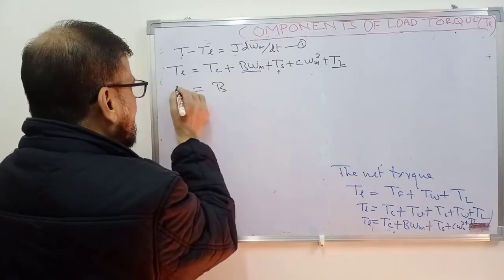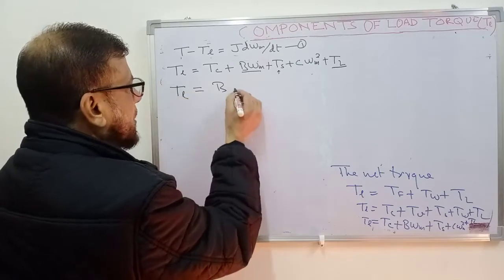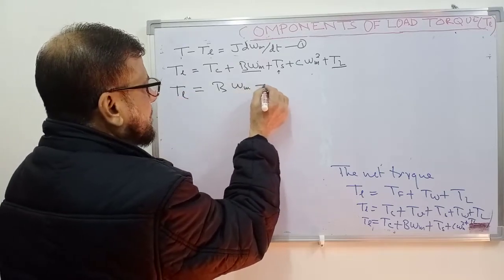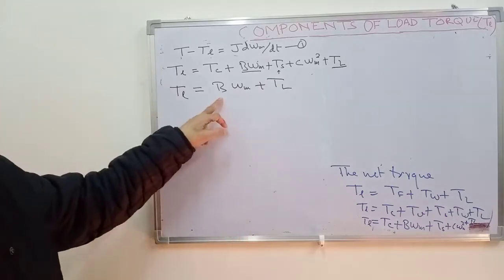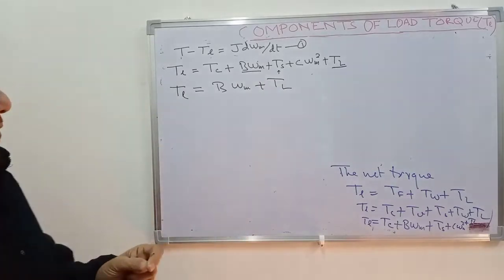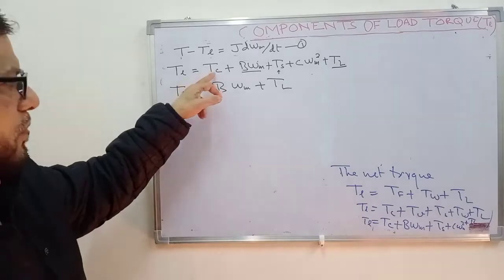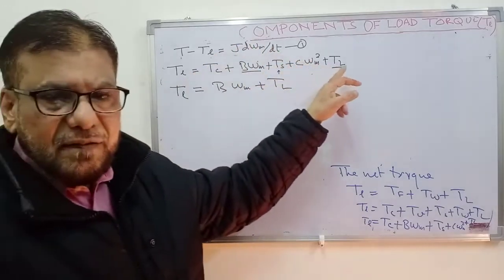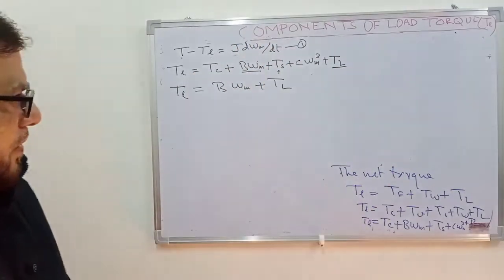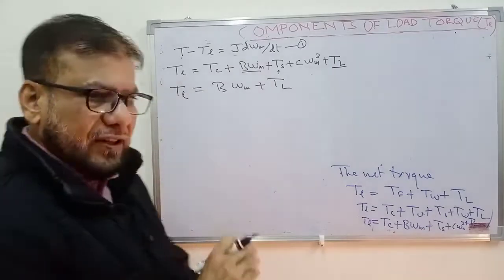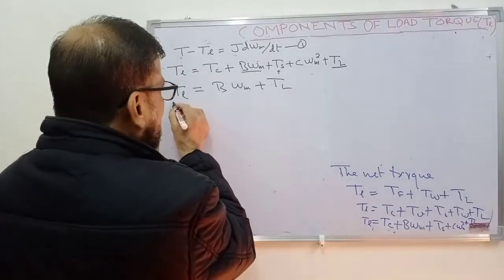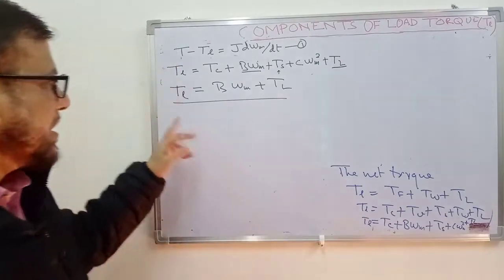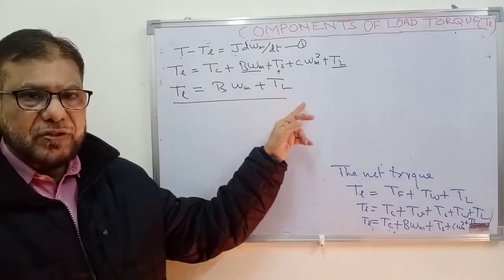So you can write an equation like this: TL is equal to B omega m plus TL. The value of B can be increased slightly to take into account the effect of Coulomb friction and wind friction torque. So this simplifies our analysis, and this equation reduces to TL equal to B omega m plus TL.